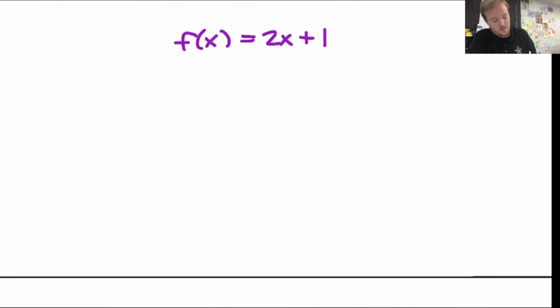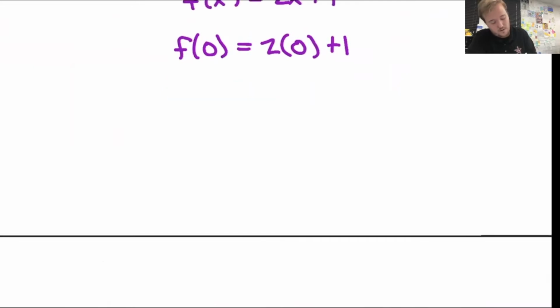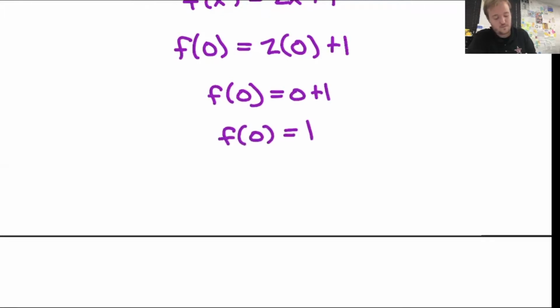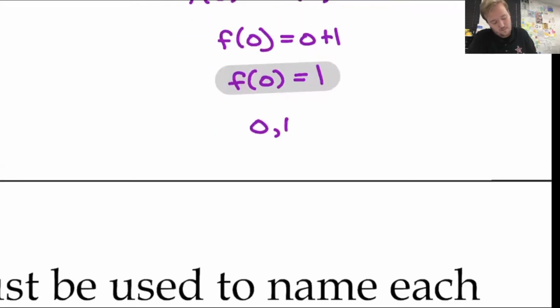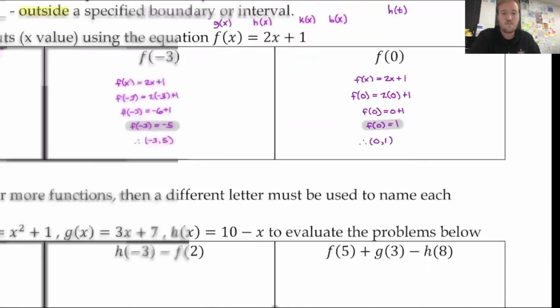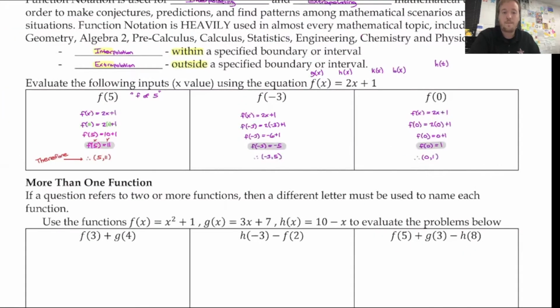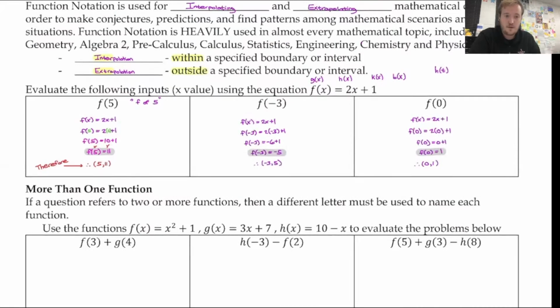So if I plug in 0, you have f of 0 equals 2 times 0 plus 1. So this would be 0 plus 1, which would be f of 0 equals 1. And as a coordinate, 0, comma 1. Okay. So that's kind of the main basis of it.